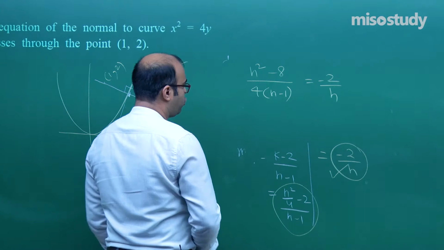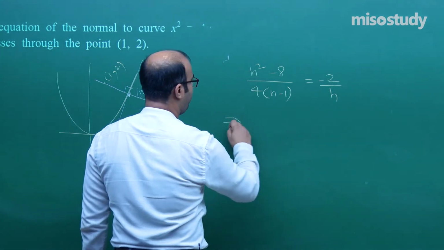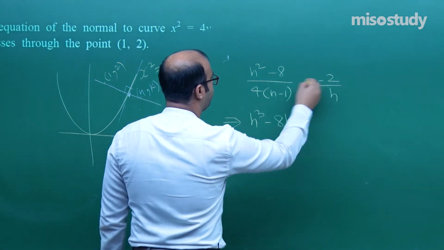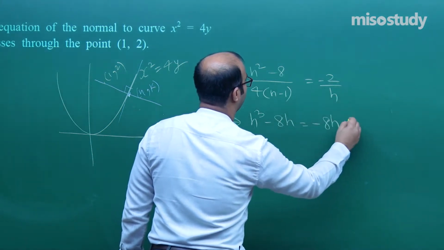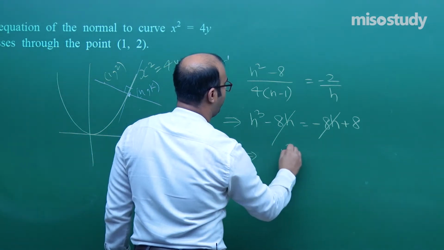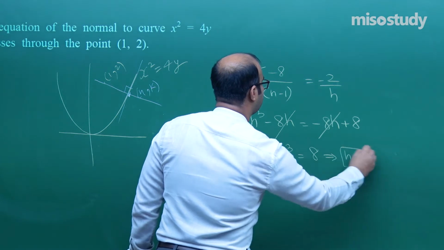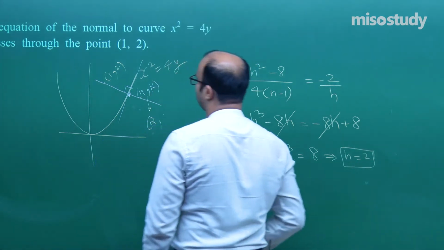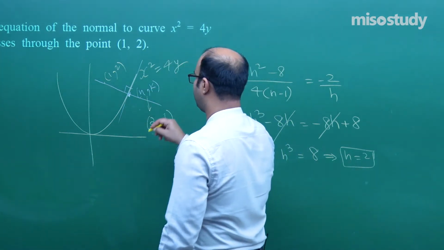Now our task is to solve this equation and find the value of h. When we cross multiply, we get h cube minus 8h, and here also we cross multiply, we get minus 8h, and this will become plus 8. So this 8h will cancel and h cube is equal to 8, which means h is equal to 2. That means the abscissa of this point is 2, and if the abscissa is 2, we know that y is equal to x square by 4, so it will become 1.